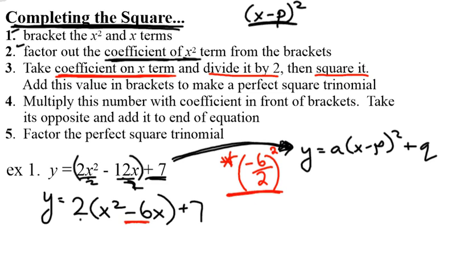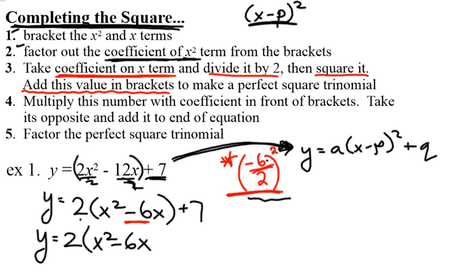The x coefficient divided by 2 squared. And what I do is I'm going to add this value in the brackets. So our magic number gets added into the brackets. So we have 2 times x squared minus 6x. And what's our new magic value? Negative 6 divided by 2 is negative 3. Negative 3 squared is negative 3 times negative 3, which is positive 9.